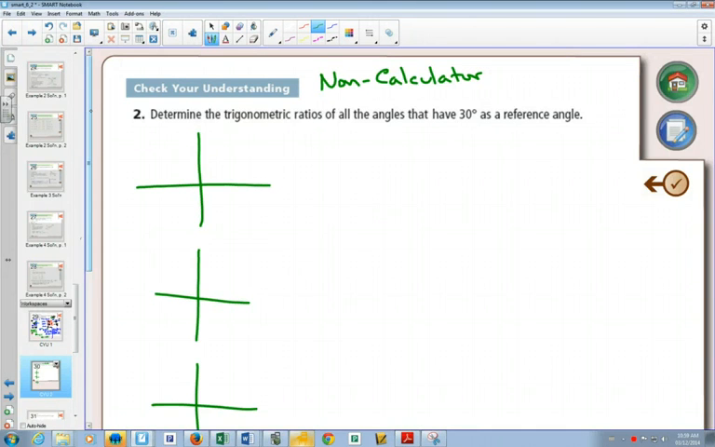So I drew 4 little things here. Would you agree that that's 30 degrees? About. Sure. You can draw all 4 of them. Now the question is, if 30 degrees is a reference angle, what angle is this one so that it has a reference angle of 30 degrees? 150 degrees. Good.